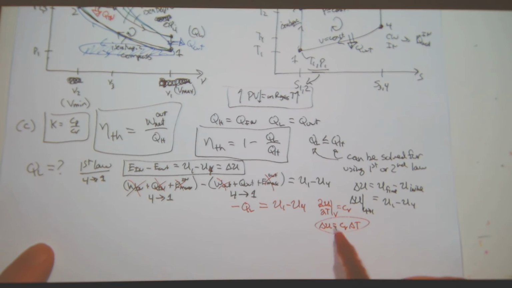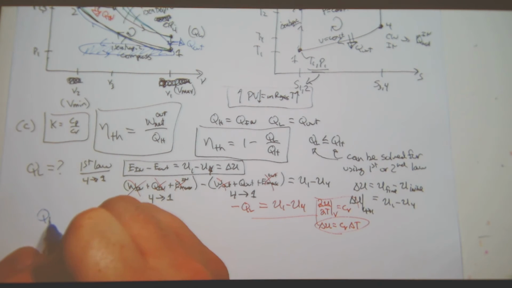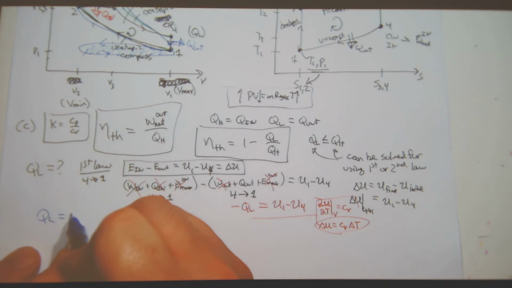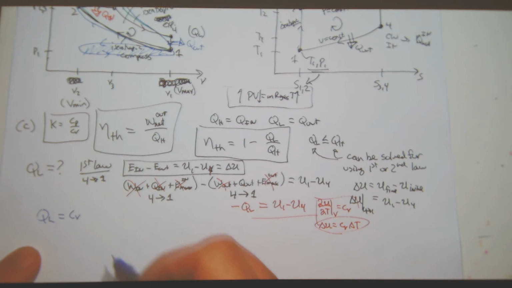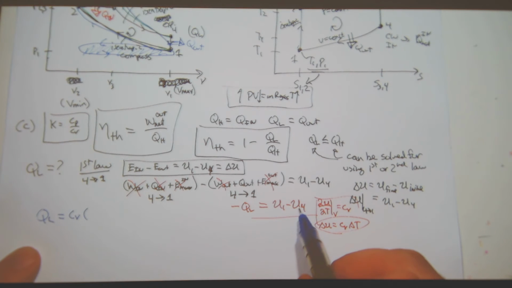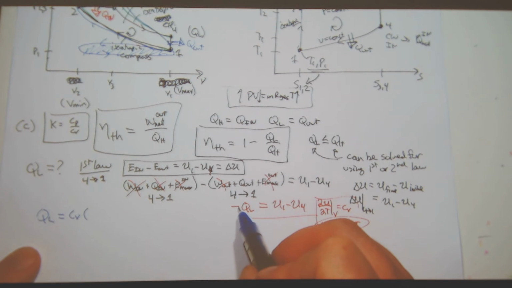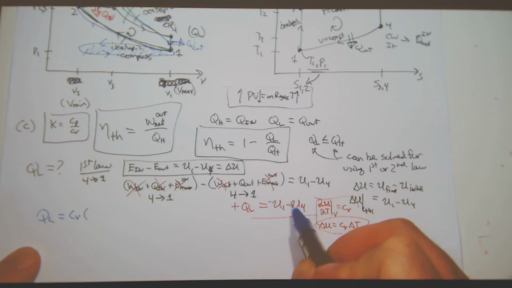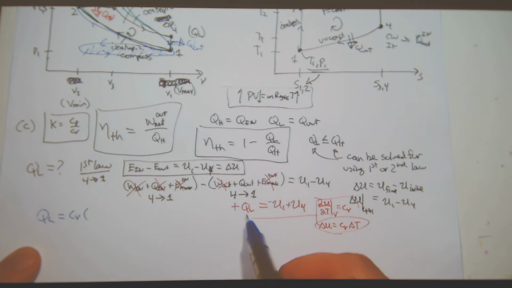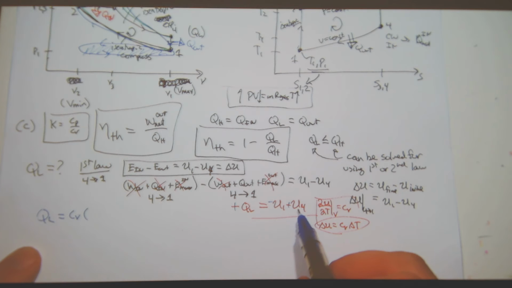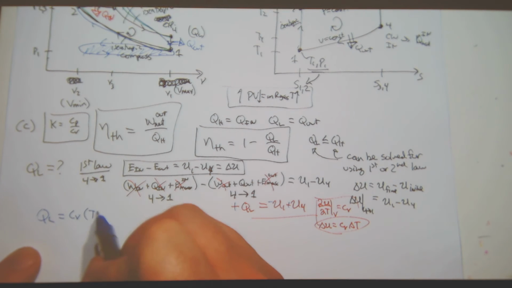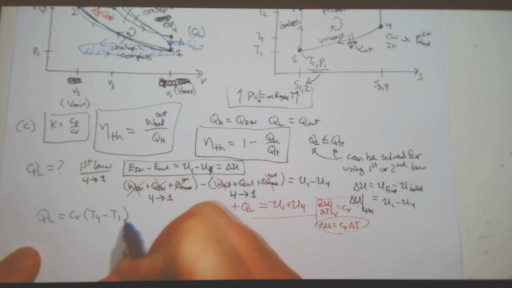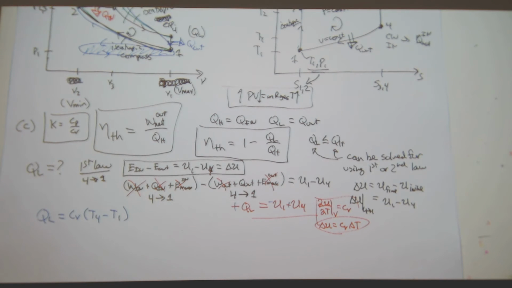And so using all of this, what do I end up getting? I get QL is equal to CV times, and now remember this is 1 minus 4, but really I should, let's put a plus sign here, and then I have a minus and plus. So I got QL is T4 minus T1. It's just algebra to that step.